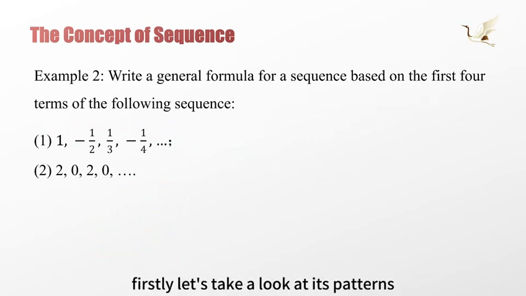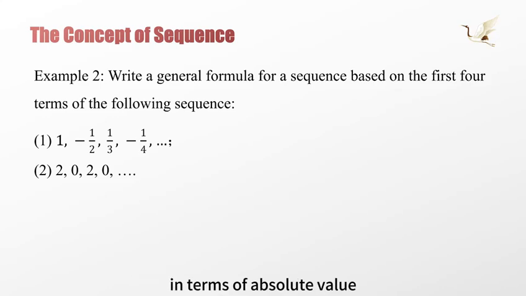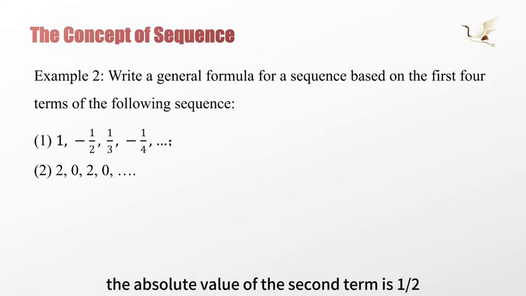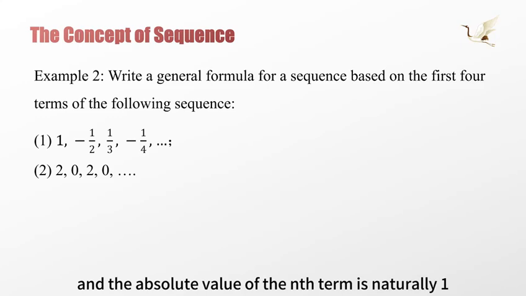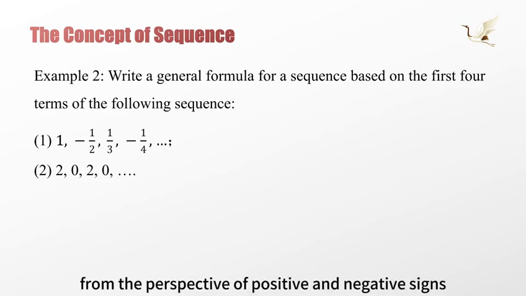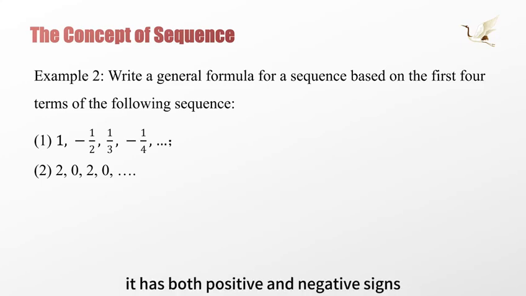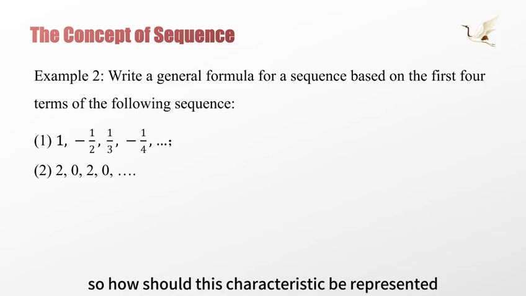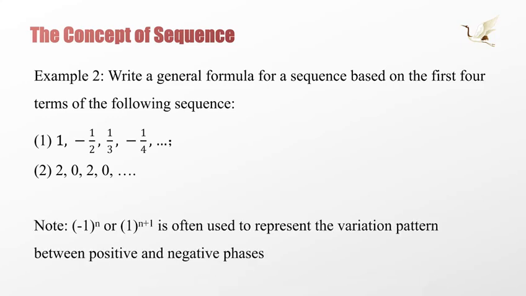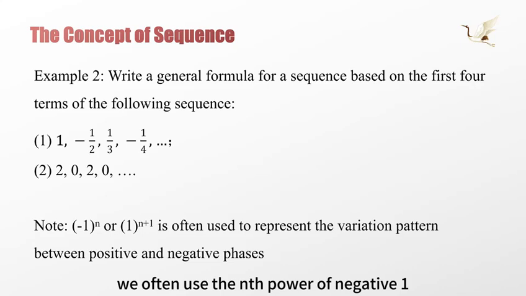Firstly, let's take a look at its patterns. In terms of absolute value, the absolute value of the first term is 1, the second term is 1/2, the third term is 1/3, the fourth term is 1/4, and the absolute value of the nth term is naturally 1/n. From the perspective of positive and negative signs, its characteristic is that it has both positive and negative signs, and they are alternating. So how should this characteristic be represented? We often use the nth power of -1 or the (n+1)th power of -1 to represent the variation pattern between positive and negative.